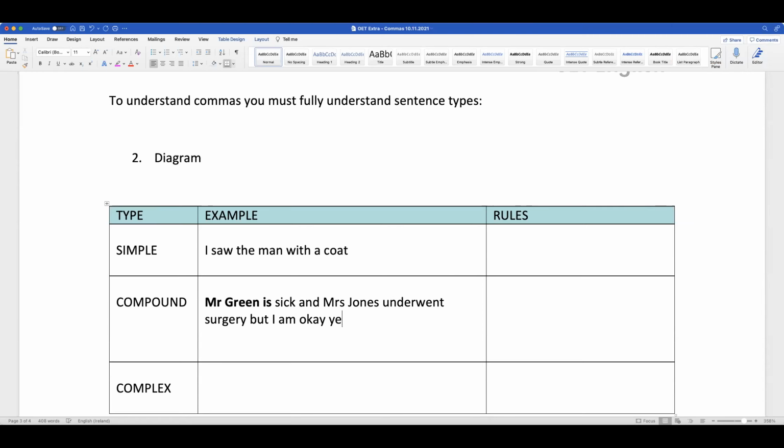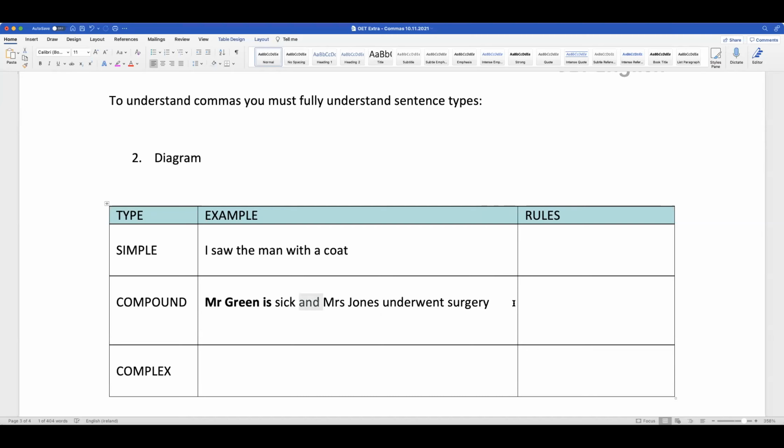Yes, you can have 4 or 5 or 6 clauses here, right? But the point is you've got to use conjunctions with a compound sentence. Now, this is where commas come in. Where does the comma go in a compound sentence?